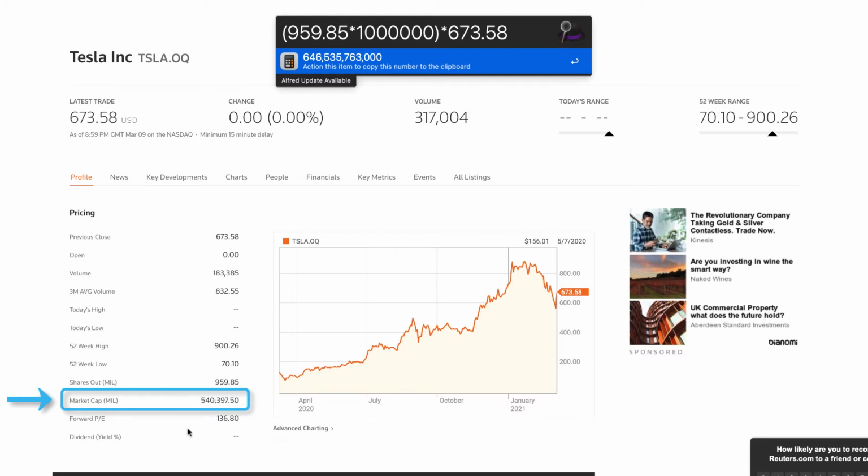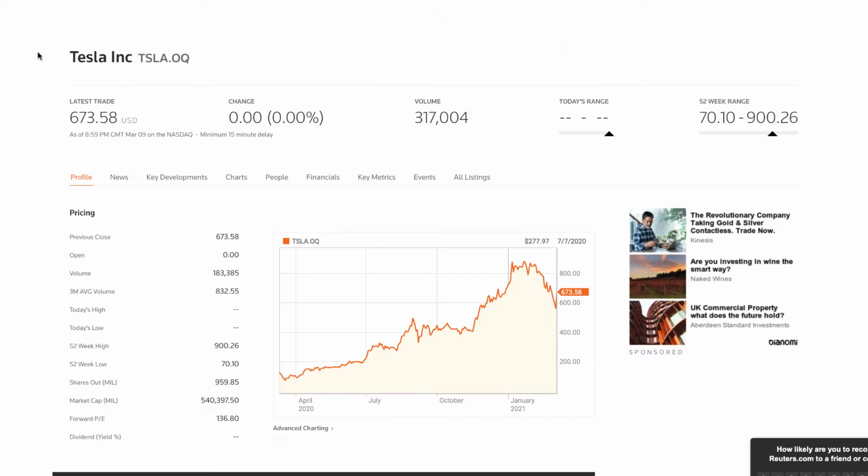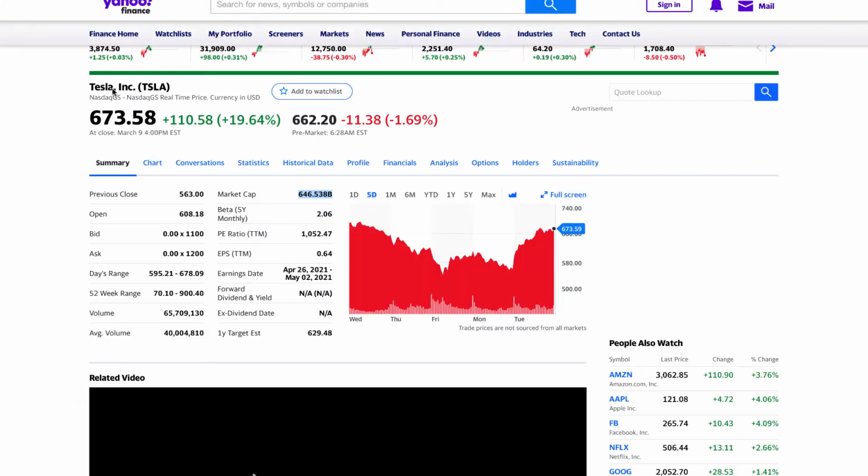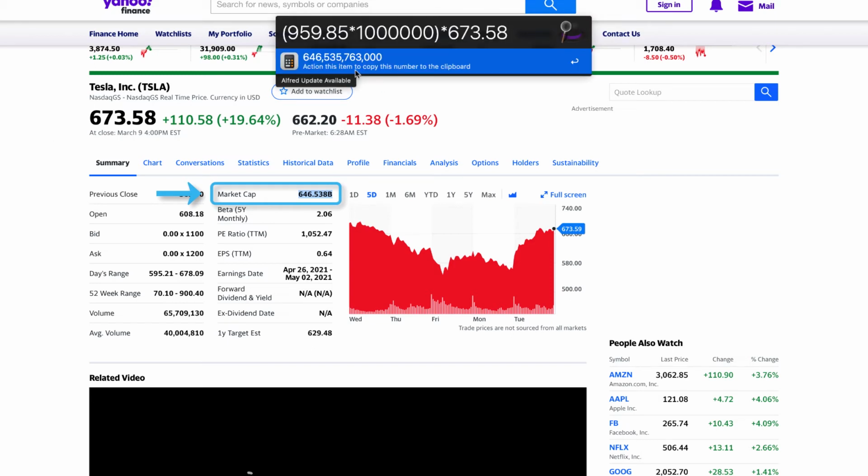Now, notice that Reuters is telling us that the market cap is 540 billion, which is actually incorrect, and that's not me being incorrect over here, because we can verify what we've got over here with Yahoo Finance. So that's 646.538 billion, right? That's much closer to the figure that we had. In fact, if I just show you that calculation again, 646.53. Okay, so it's not exactly the same, but these are just tiny rounding errors that have happened for a whole host of reasons.